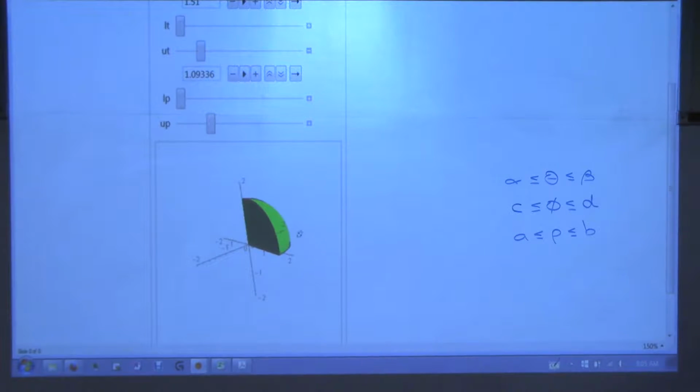Okay, here's another region. Bring up a little bit there. And let me just swing this around so I can see what I'm doing.